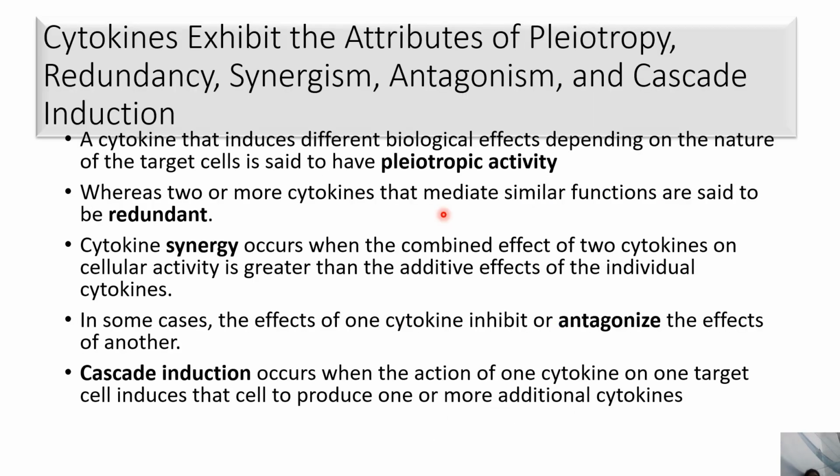So, a cytokine that induces different biological effects depending on the nature of the target cell is said to have a pleiotropic effect, various activities. Whereas two or more cytokines having similar function is known as redundancy. Cytokine synergy occurs when the combined effect of two cytokines in cellular activity is greater than the additive effects of the individual cytokines. And in some cases, the effects of one cytokine inhibit or antagonize the effects of another. Cascade induction occurs when the action of one cytokine on one target cell induces that cell to produce one or more additional cytokines.